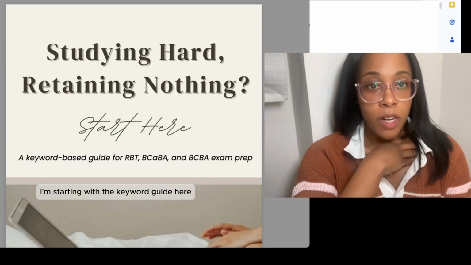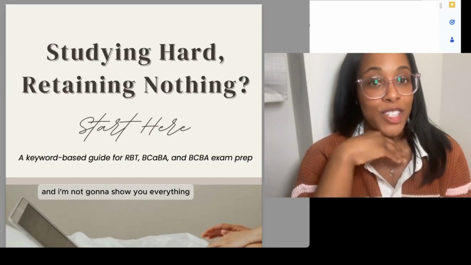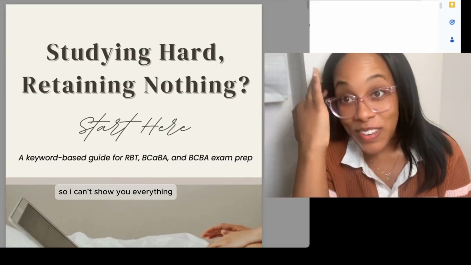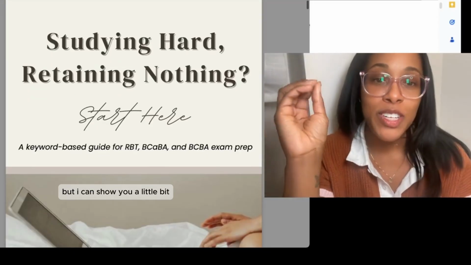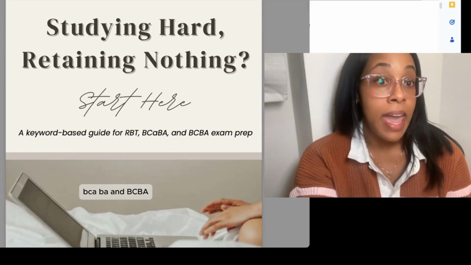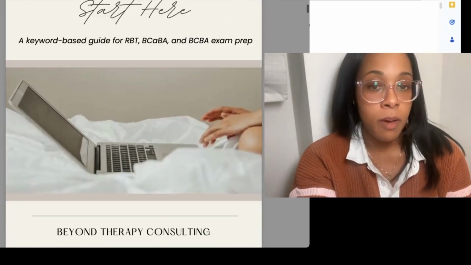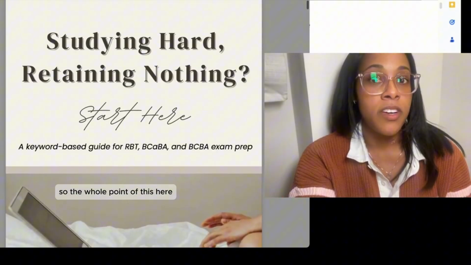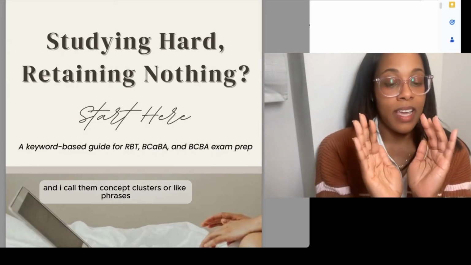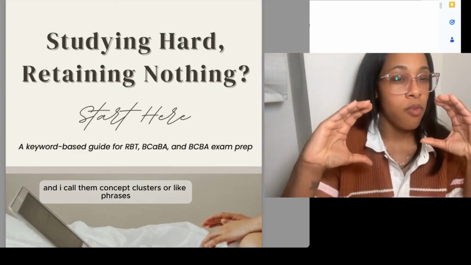Okay, so guys, I'm starting with the keyword guide here, and I'm not going to show you everything because it's already $2.99, so I can't show you everything, but I can show you a little bit. This is a keyword-based guide for the RBT, BCaBA, and BCBA. The whole point of this is to really help you guys focus on keywords, and I call them concept clusters or phrases.